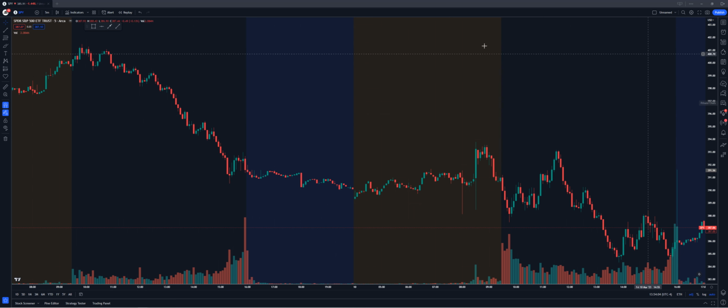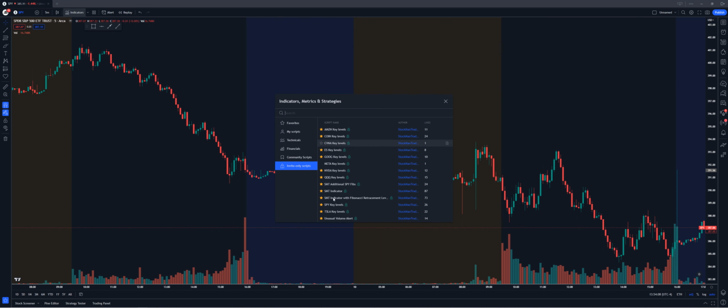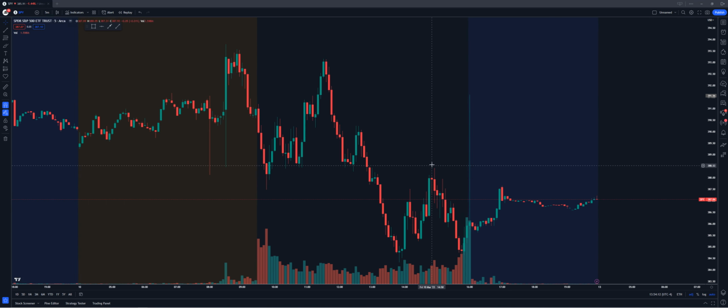Once you get that notification, you're going to go to your indicators. If you go to invite only scripts, you will see all of them added here. So what I'm going to do is pull up my SPY 5-minute chart.